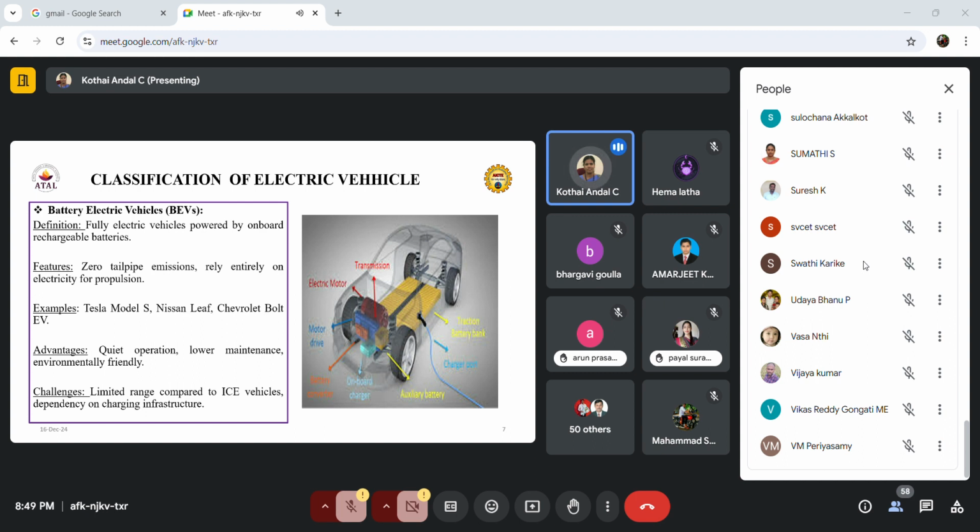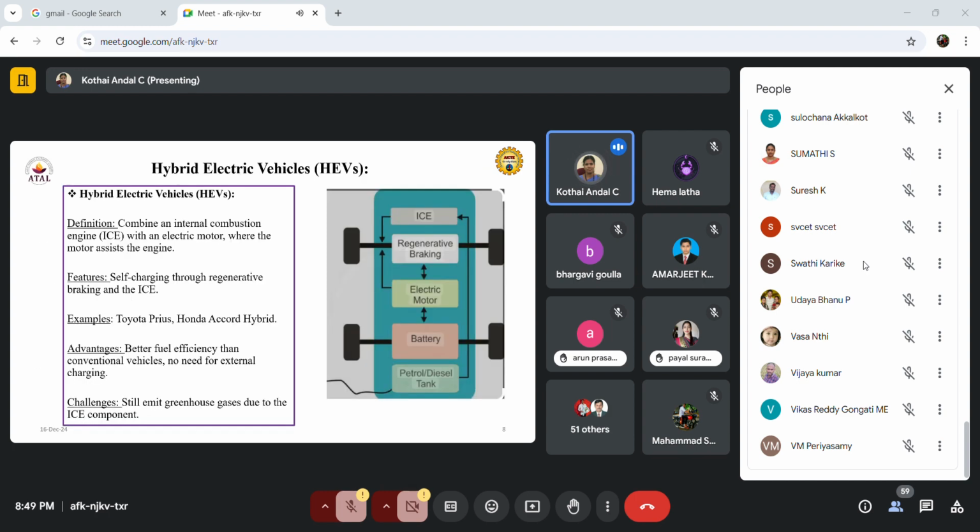Then the advantages, well known, are quieter operation. If you go by an electric vehicle, we can feel that. Then maintenance is very low, and the bill is very low. It's environmentally friendly because there are no IC engines involved here. So it's fully environmentally friendly. The challenge in the battery electric vehicle, compared to IC engines, is limited range. These threats can be avoided by improving the charging infrastructure availability. Okay? This is the battery electric vehicle.